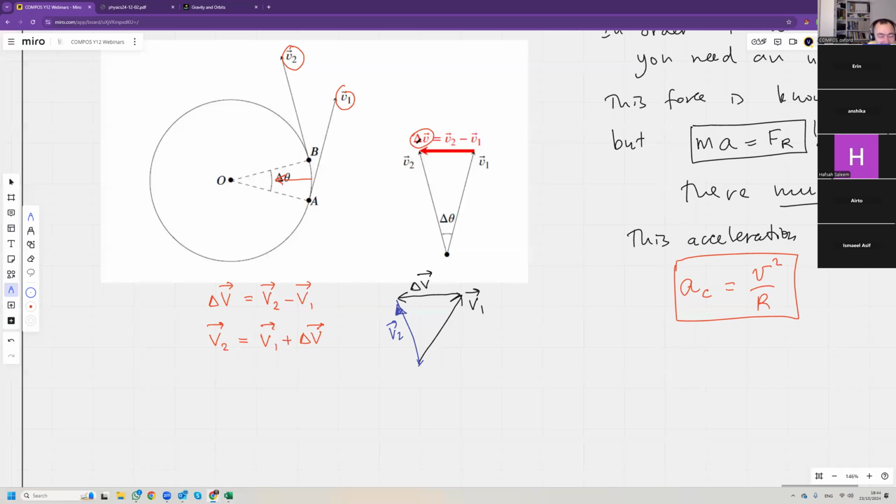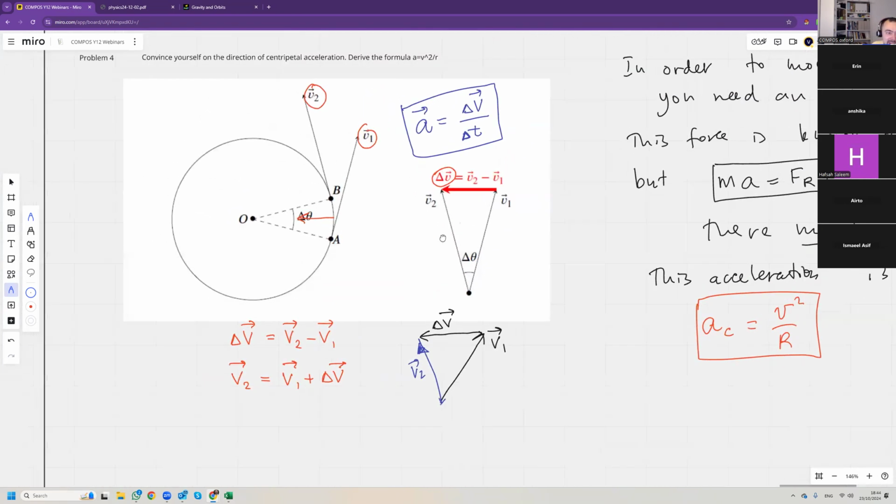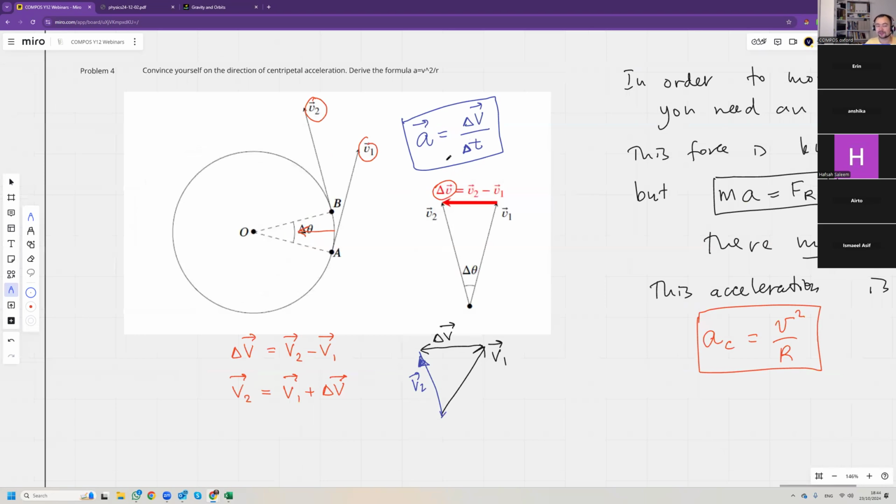Okay. So delta v is the change in velocity, and acceleration is the change in velocity divided by time. Time is a scalar. Therefore, acceleration has the same direction as the change in velocity. Change in velocity has a direction towards the center of the circle. Therefore, acceleration is also towards the center of the circle. And that's the second piece of the puzzle.